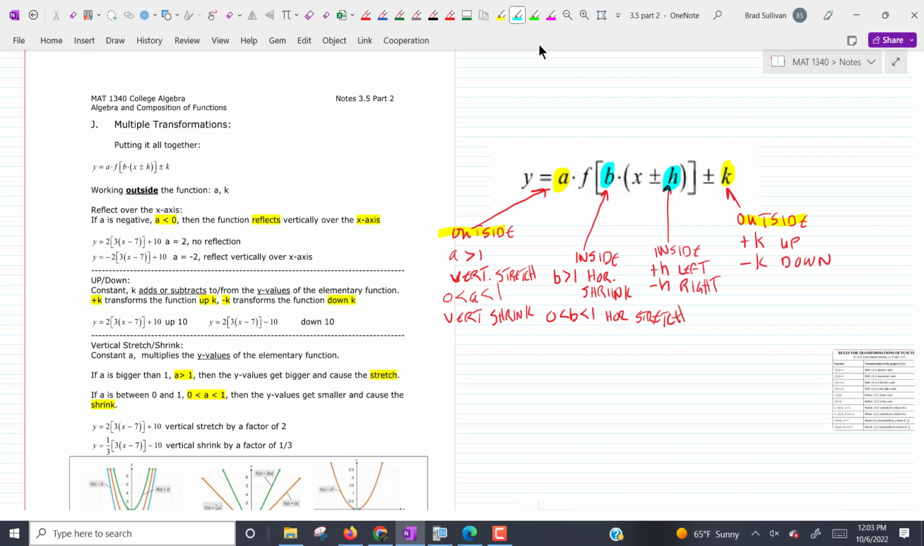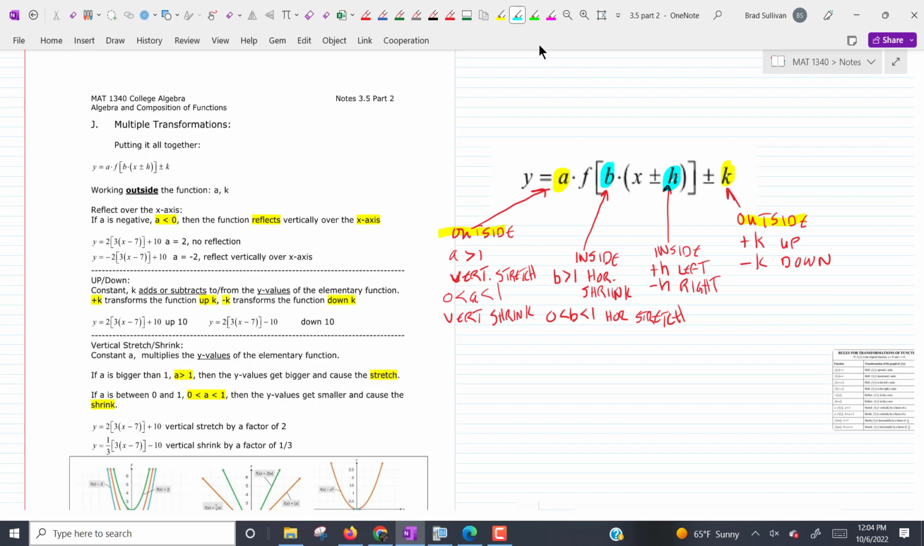The thing I want you to pay attention to, and I talked about this last time, is that when you're outside the function, everything's logical. Plus is up, that seems reasonable. Minus is down, that's reasonable. If this number is bigger than 1, you're stretching because you're multiplying by something bigger than 1. If it's a fraction between 0 and 1, you shrink. That to me is very logical, and I think students understand the outside aspects a little better than the inside. Once you're working inside the function, it's kind of opposite.